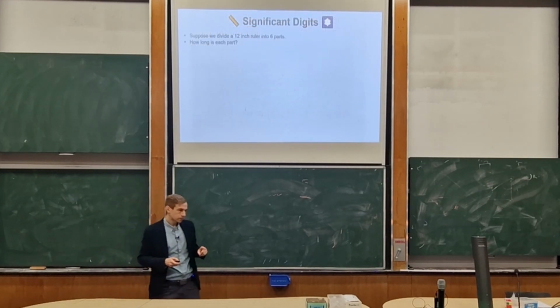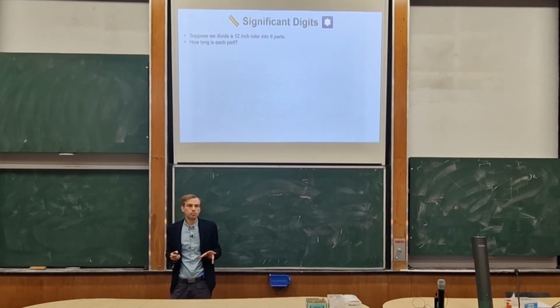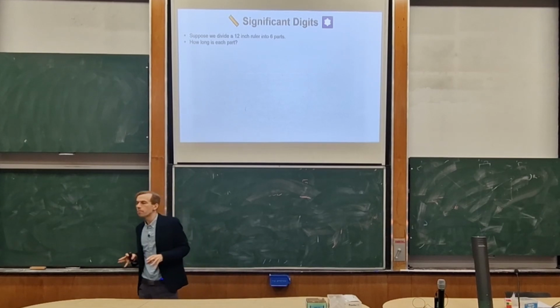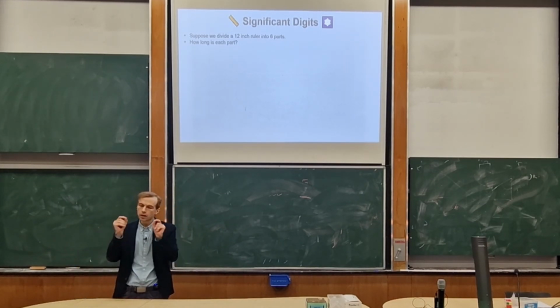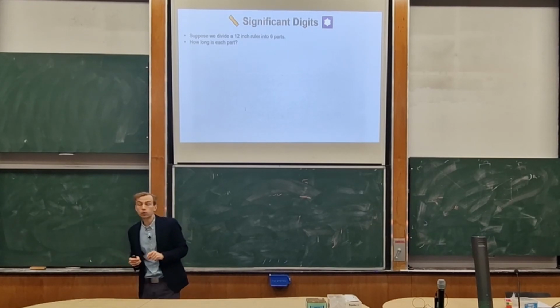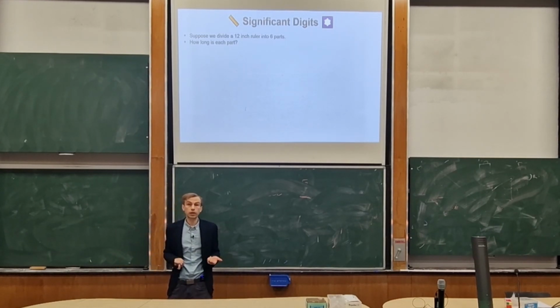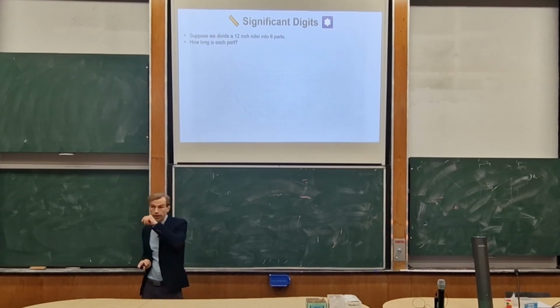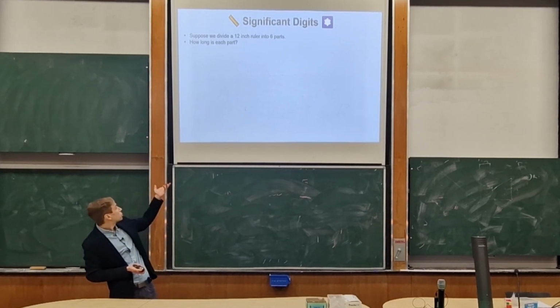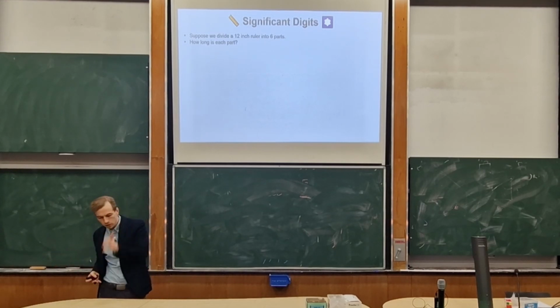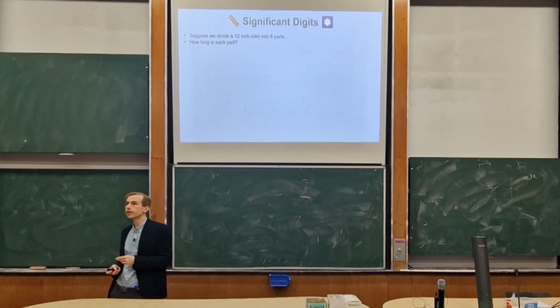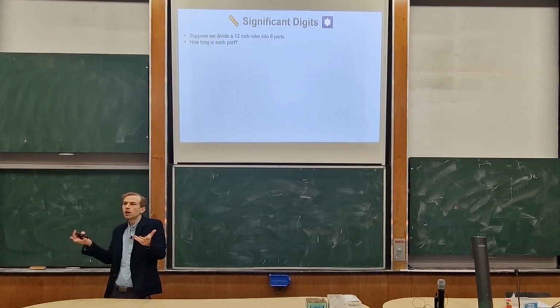Let's take a look at a pretty simple example. Now, you might say, okay, this isn't the most exciting example in the universe, but I think it really makes the essential point about what we need to consider when we're thinking about values in science. So suppose we've got a 12-inch ruler, and someone says, divide the ruler into 6 different pieces. How long is each piece going to be?